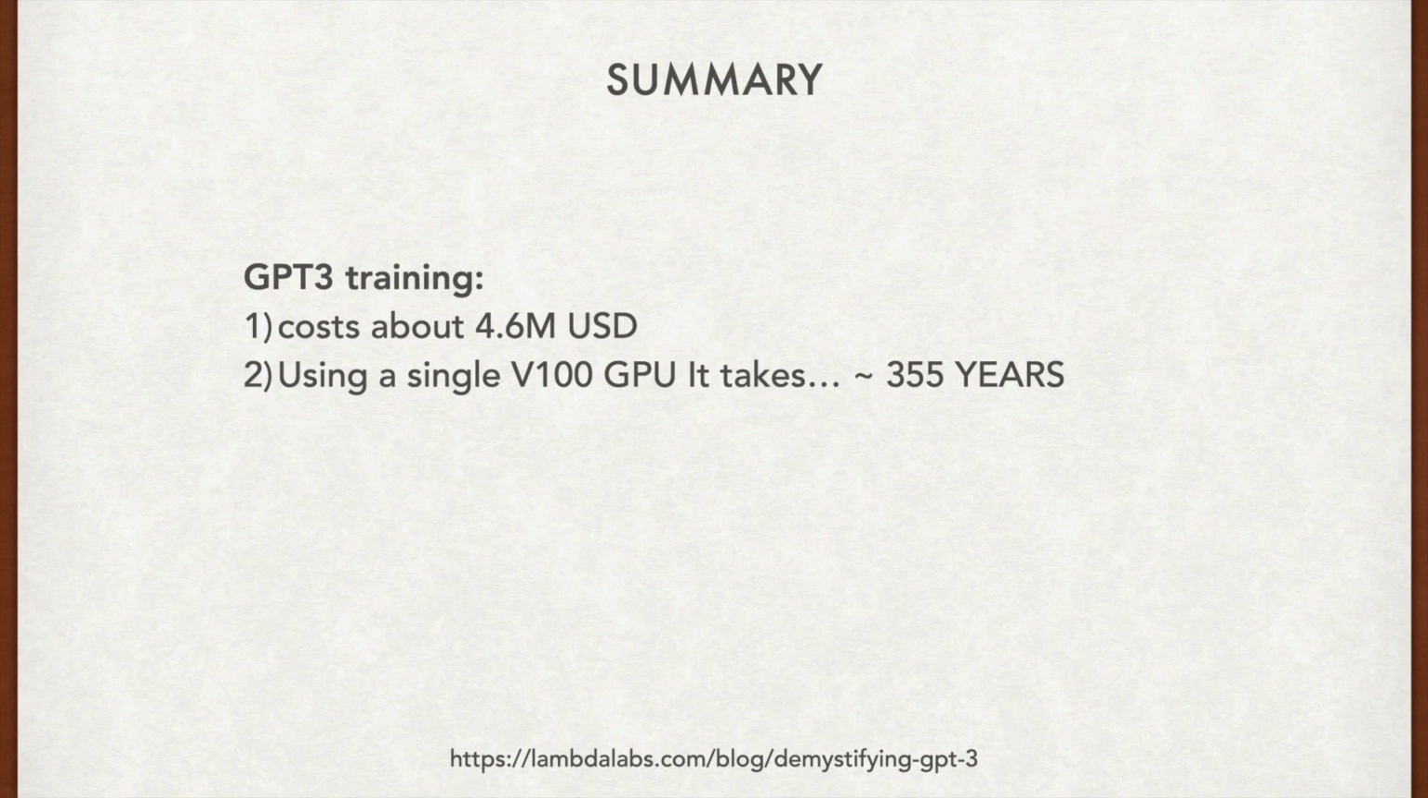Moreover, trying to train such a model is not only costly, but also takes a lot of time. If we used a single NVIDIA V100 GPU, a powerful one, it would take about 355 years to train the GPT-3 model. To train these models, we need large clusters of GPUs that can parallelize the work. This is a big challenge in the context of research.